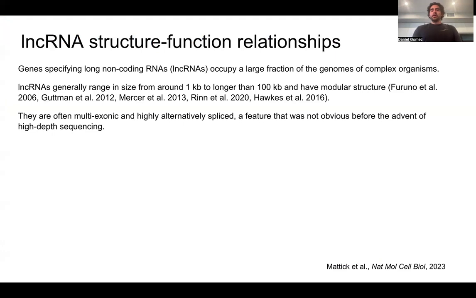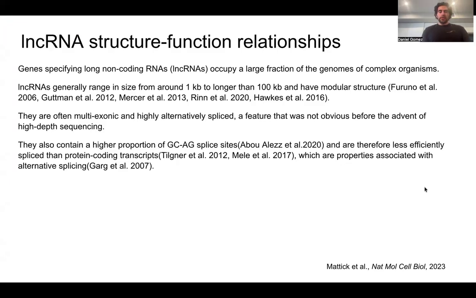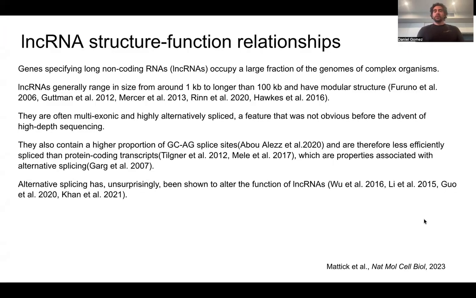This is a feature that was not obvious before the advent of high-depth sequencing. They contain a higher proportion of GC-AG splice sites and therefore are less efficiently spliced than protein-coding transcripts, which are properties associated with alternative splicing, or AS. So alternative splicing has unsurprisingly been shown to alter the function of lncRNAs.